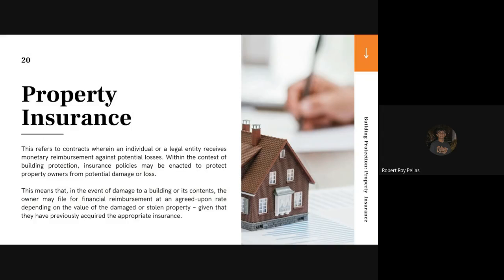So in order for this to happen, it needs to have a contract between the owner and the insurance company, because if the owner didn't pay something to the insurance company, then he won't get a lot in return for repairs for the building. But when it comes to a clean contract and they have a nice agreement between each other, then the agreed upon rate will depend on the value of the damaged or stolen property in the reimbursement agreements. So next slide, please.